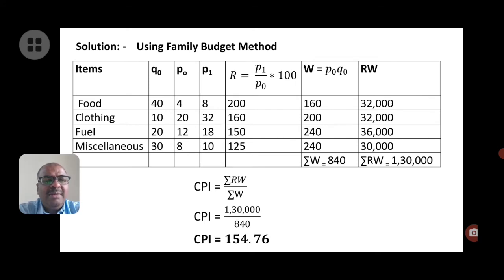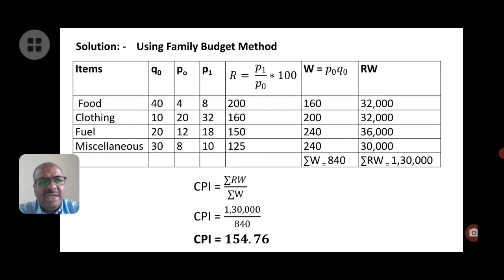So we know R, we know W. Let us multiply them, which is RW. So 200 into 160, 32,000. 160 into 200, 32,000. 150 into 240, 36,000. 125 into 240, it is 30,000. And total of sigma RW is 1,30,000.